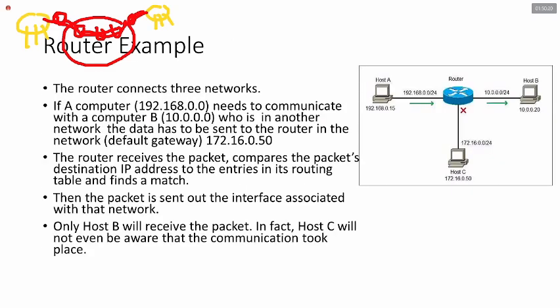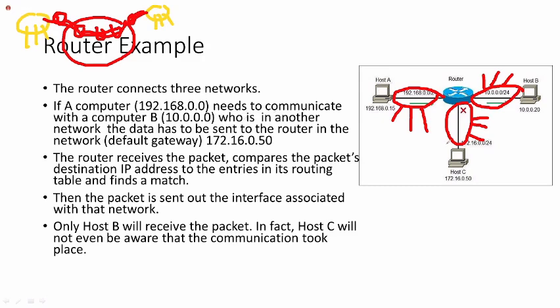Right. So, router example. A router connects three networks, right? So this is one network. Only one computer is shown, but there may be some other computers connected, right? And this is another network. There can be some other devices, not shown for simplicity, right? So basically the router is connecting three networks together, right? If computer A, whose IP address is 192.168.0.0, needs to communicate with computer B, right?